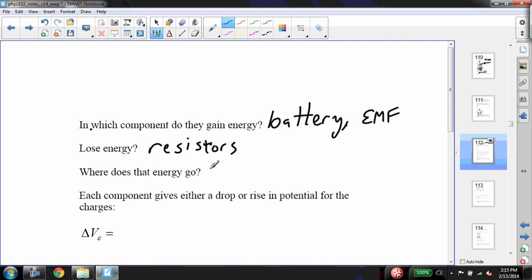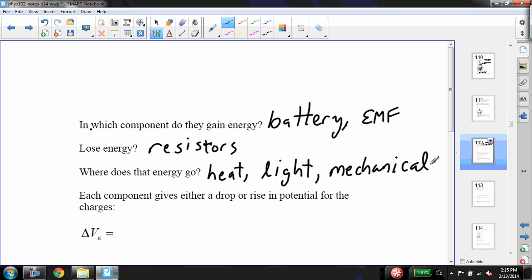Now, a lot of the energy is going to go into heat or thermal energy, but it might also go into light, if it's like a light bulb, or mechanical energy if you're running a motor. All right, we'll see later that it can also go into chemical energy as you recharge another battery.